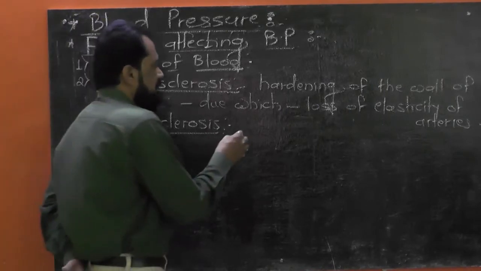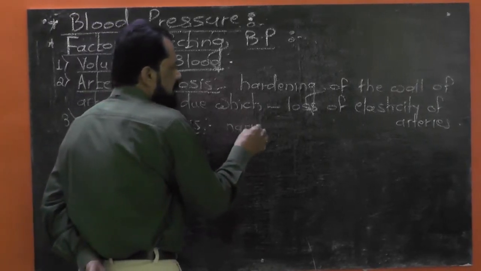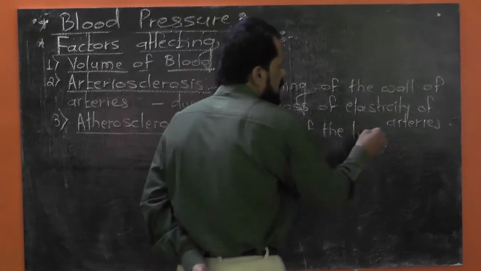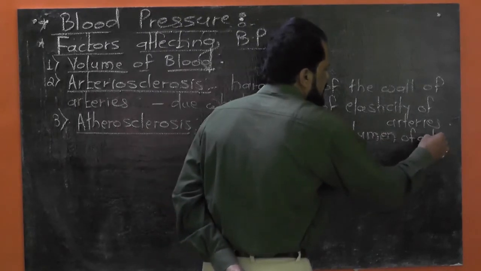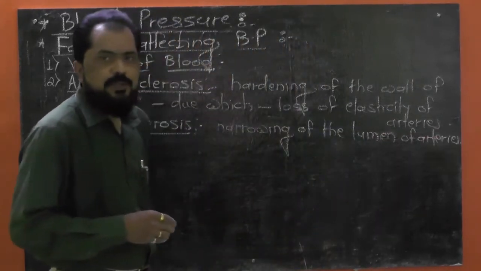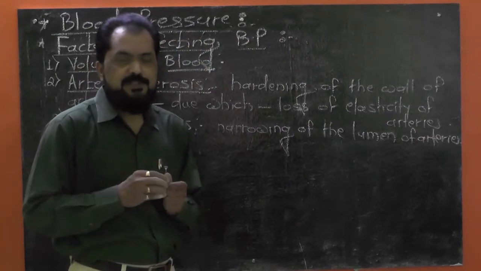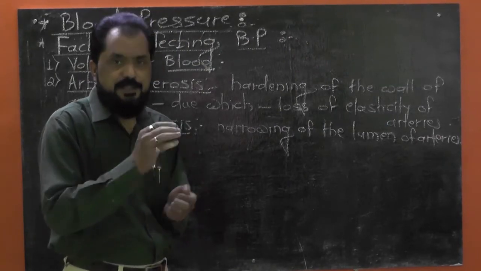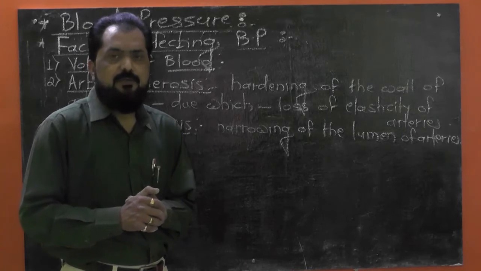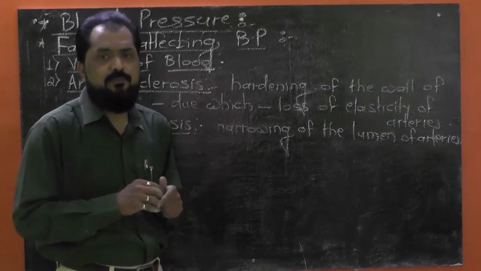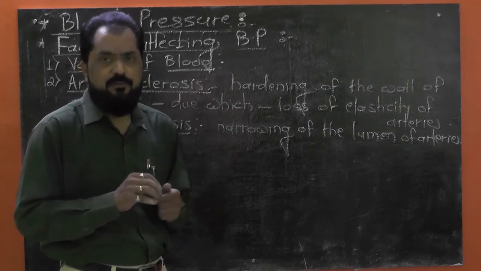Atherosclerosis means the narrowing of the lumen of arteries due to the deposition of fats in the lumen of the artery, as well as the formation of plaques of cholesterol in the lumen of the artery.